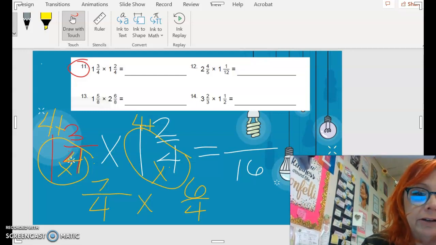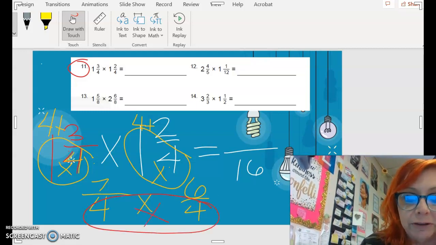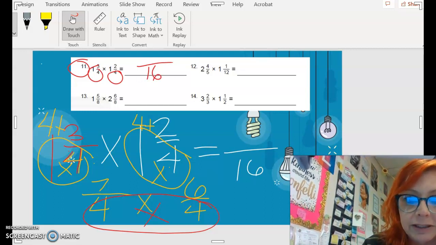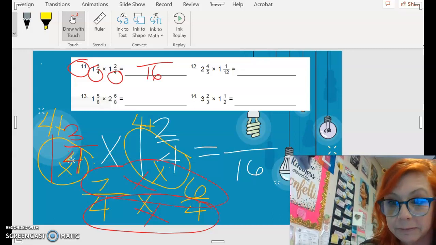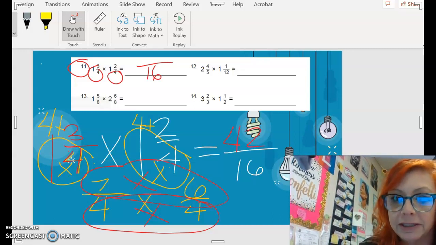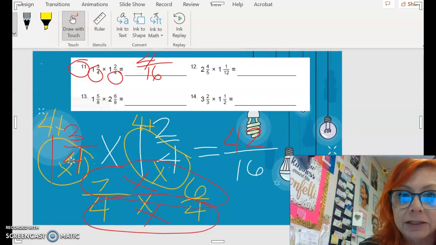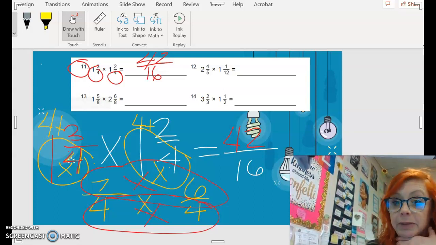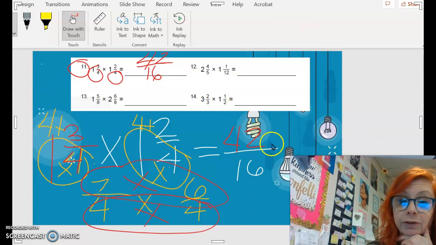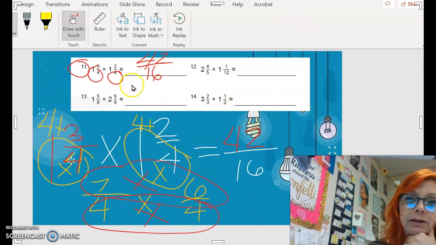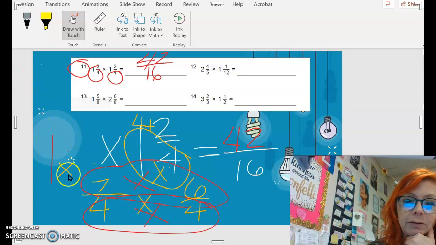Now, I said earlier, I know my denominator is going to be 16 because I already know what 4 times 4 is. And since both of these denominators are 4, I knew it was going to be 16 as a denominator. Now all I have to do is the 6 times 7. What is 6 times 7? 42. Now today we are not going to reduce these. Right now all we're doing is working on getting our answers. Okay, because we're doing a couple different kinds of multiplication, and then tomorrow we'll do a review on reducing. Okay, so that would be 42 over 16.